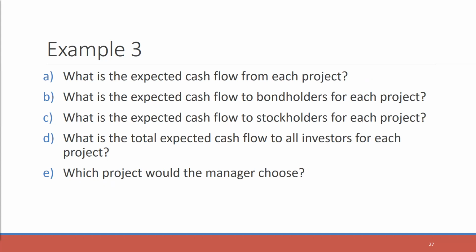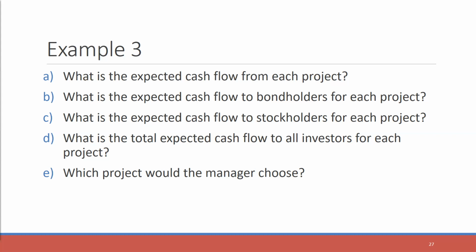Part B, what is the expected cash flow to bondholders for each project? For Project A, the expected cash flow to bondholders is still going to be 20 million. Why? Because under all scenarios, you're going to have enough to pay back bondholders. For Project B, half the time, there's going to be 8 million in cash flow minus the cost of bankruptcy, so minus the 5 million, and then half the time you're going to be able to pay back the 20 million.